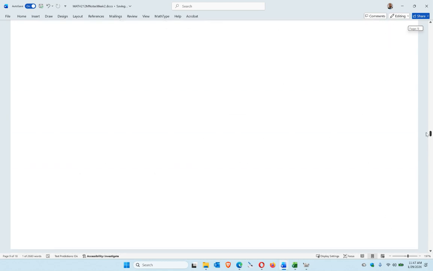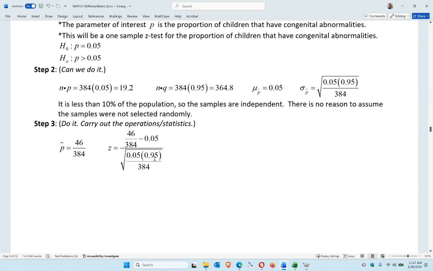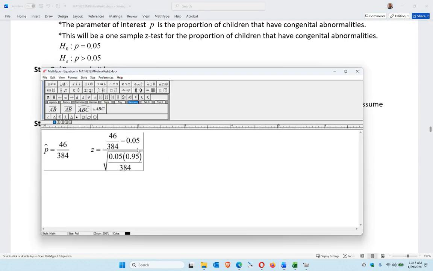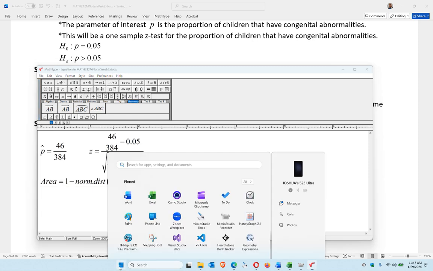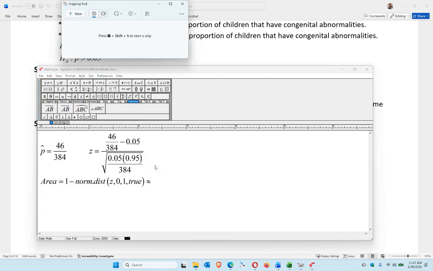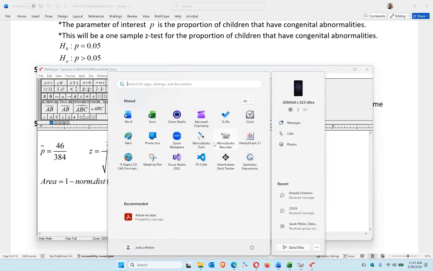Okay. Where am I at? Right there. All right, so now I can do the area. So area equals 1 minus the NORM.DIST. And we want to do the z, comma 0, comma 1, comma true, which gives us an approximate value. Okay, let's think about what we're actually doing here, right? Nope, that's not what I want. I want this tool right here.